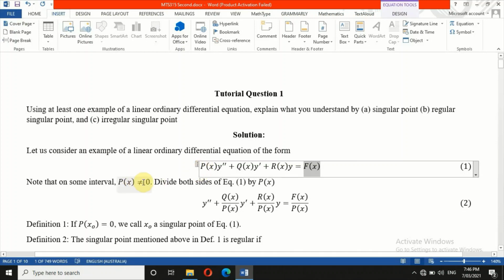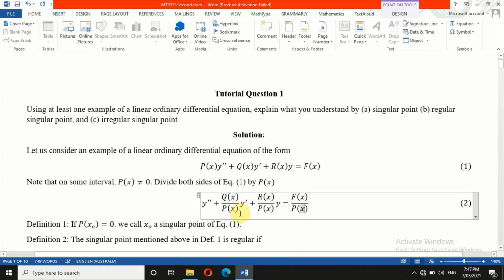So if you divide both sides by p(x), you have equation 2. You only need to divide both sides of equation 1 by p(x). Now definition 1: if p(x0) is 0, we call x0 a singular point of equation 1. Look at why I focus on p(x0). The denominator here is actually p(x). So if there is a particular x0 and you put it inside p(x) and you get 0, then x0 is a singular point of equation 1 or equation 2.